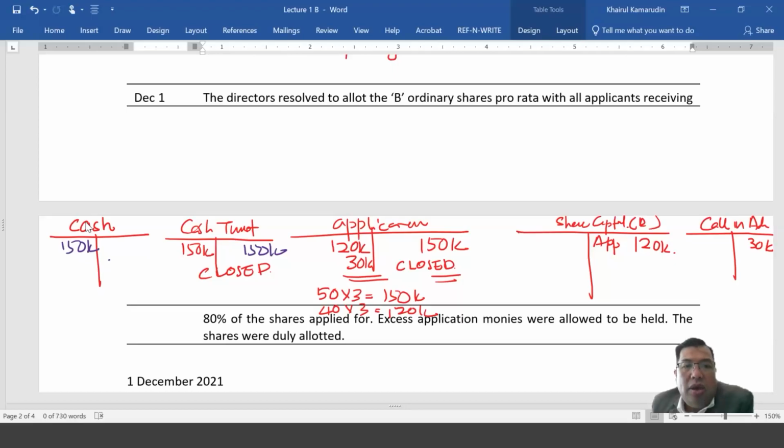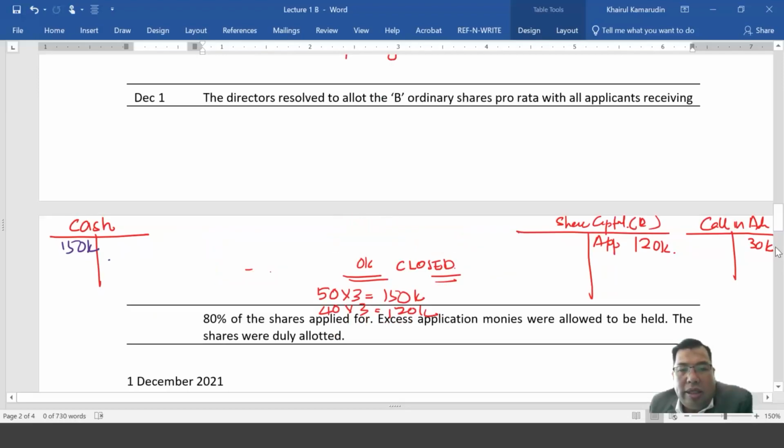Why did I put 150? Because this 150 is all ours now. We have informed them that we're going to issue 40,000 new shares. The 40,000 times 3 is 120. And we also have call in advance, money received in advance for future call, 30,000. So indirectly, if I delete this part just temporarily for you, you will know that you already received 150,000: the ordinary share capital 120 and the call in advance 30,000.